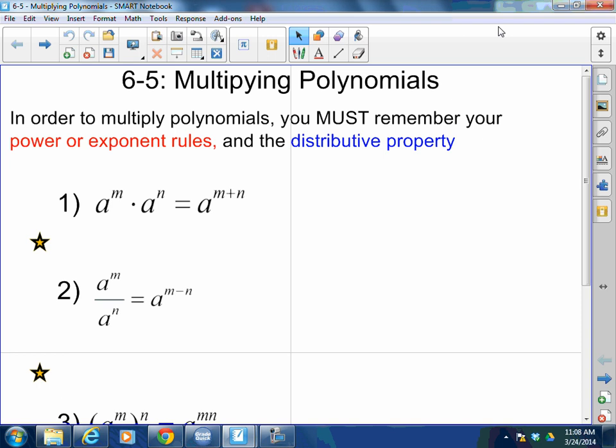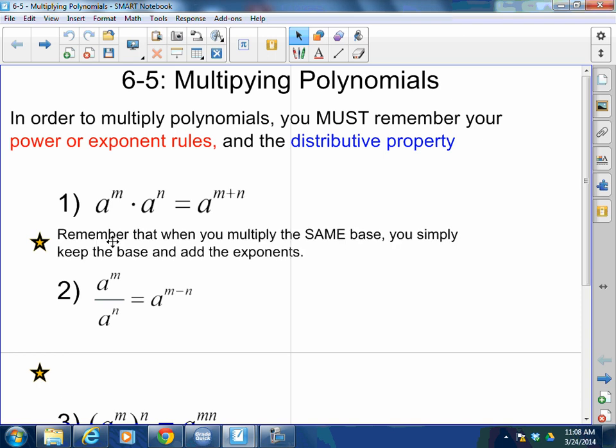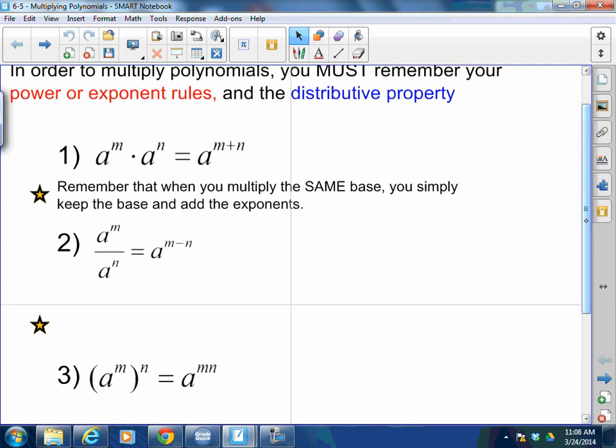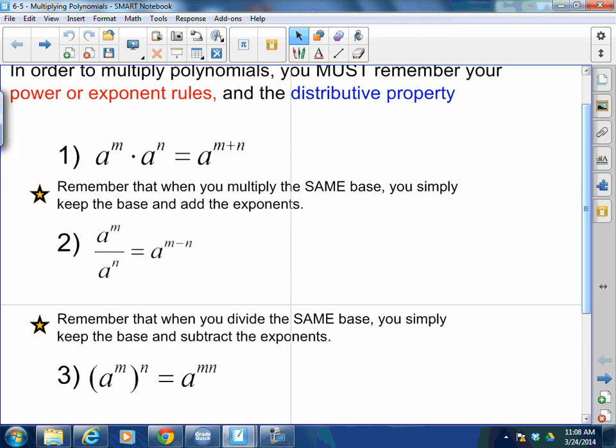So what are the exponent laws? Well, if I have a to the m times a to the n, that equals a to the m plus n. That means that when you multiply the same base, you simply keep the base and add the exponents. Okay? Remember, if you're dividing, it's different. When you divide the same base, you simply keep the base and subtract the exponents. A to the m over a to the n is a to the m minus n.